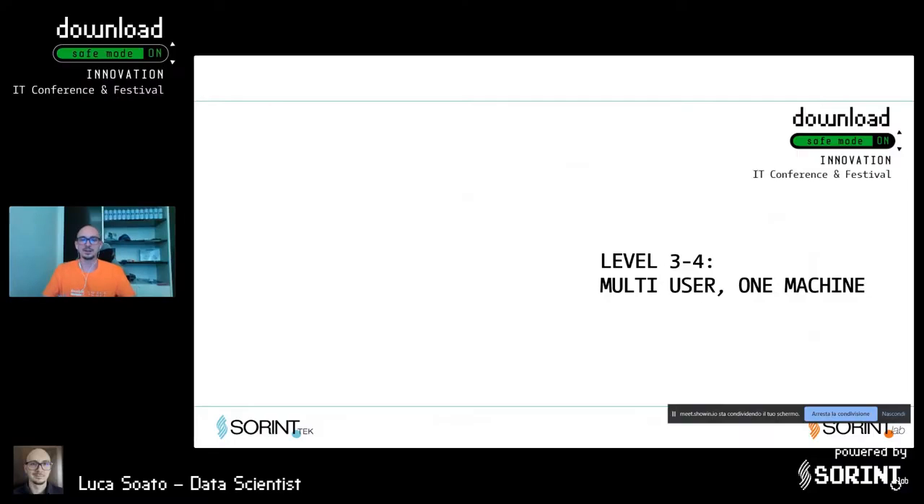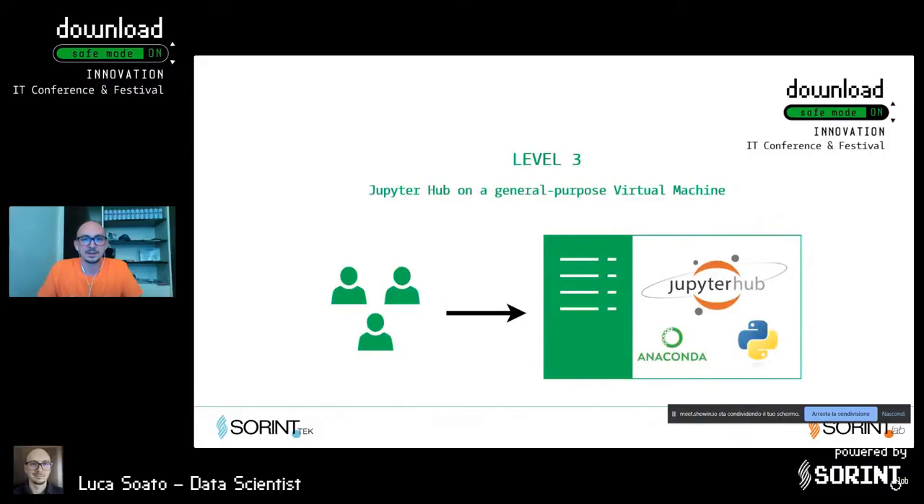So we evolved our party, the way we work, with a multi-user environment, but still on one machine. So we installed JupyterHub on a general purpose virtual machine. You can see here there is Anaconda for the kernel, the Python kernel environment management, and it was a completely different approach, because before it was an Amazon tool for one person, but now we were building an Amazon tool for a team so they can work together.